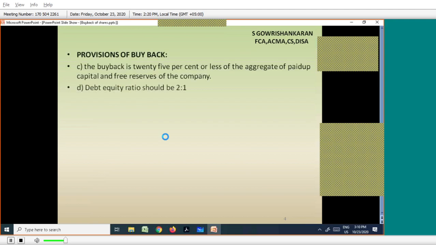The buyback is 25% or less of the aggregate of paid up capital and free resource of the company. I cannot buy back more than 25% of the aggregate of paid up capital and free resource. Got it? 1 mark. 10% for board approval. Board meeting itself, up to 10% I can do. More than 10 to 25%, I should go for special resolution in general meeting.